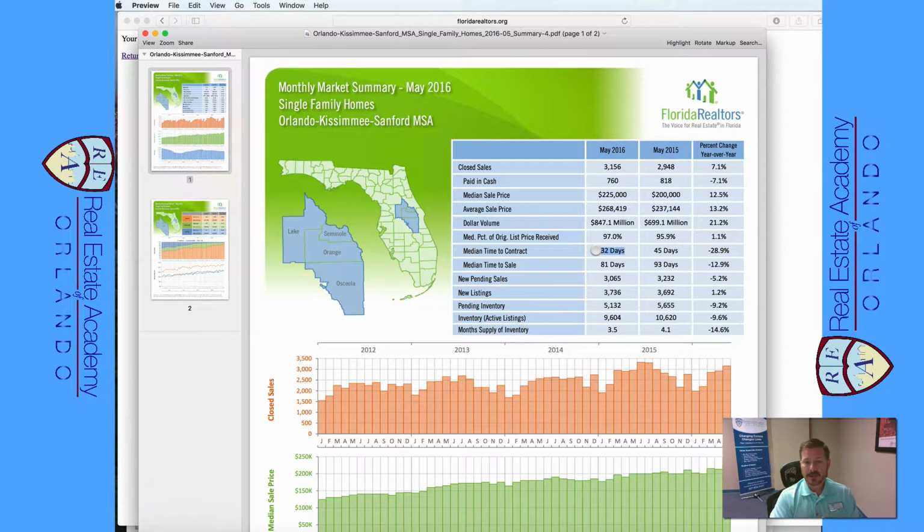New pending sales, 3,065. This is how many houses have gone under contract. New listings, 3,736. So we've added 3,736 new listings in the month of May. Now that's up 1.2% from last year. Good news to see that, because historically we've been very, very low on inventory.